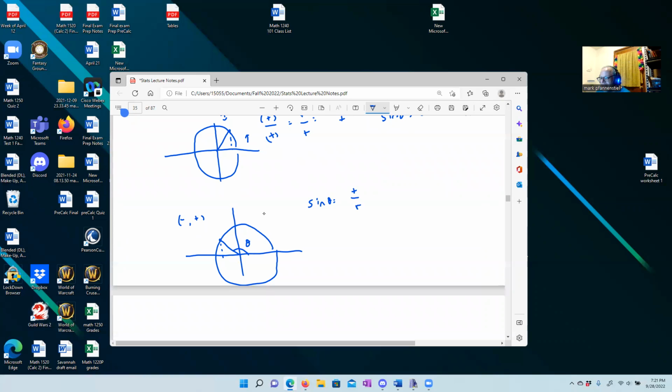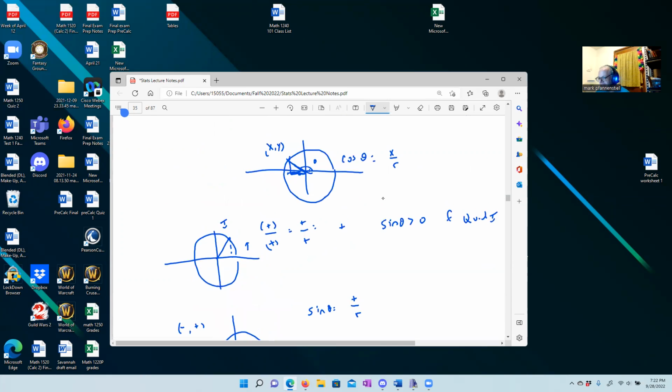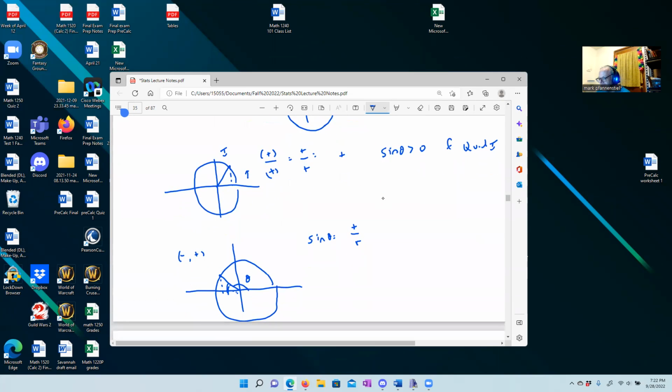Technically we are looking at this angle, but the ratio is going to be the same for what they call the reference angle. So we can look at it from here, or we could look at this piece over here. But either way, your y part is going to be positive and your r part is going to be positive. So we have positive with positive. So sine is also positive in the second quadrant: sine theta is greater than 0 in quadrant 2.